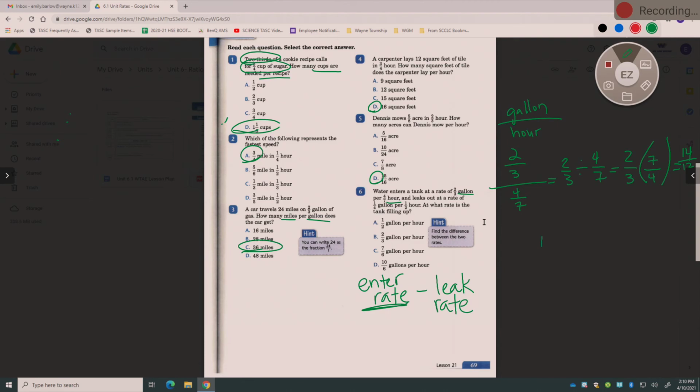But 14/12 can be reduced. 2 can go into both of those, right? So it's like saying 2 times 7 over 2 times 6. And if I'm looking at a fraction and I have something being multiplied in the numerator, and I have that same number being multiplied in the denominator, then those two numbers can cancel out. So 14/12, if we reduce it, becomes 7/6. So that's my entrance rate.